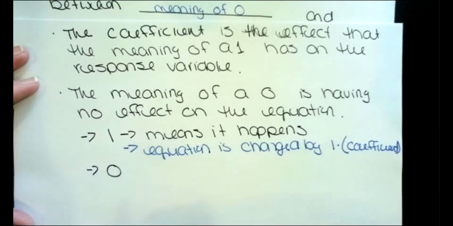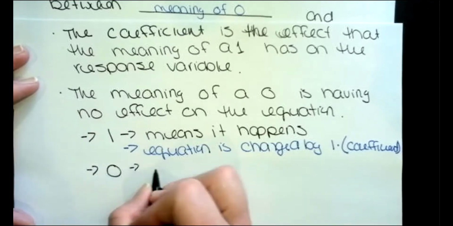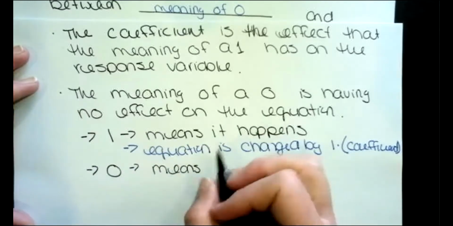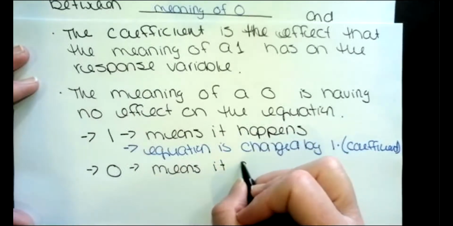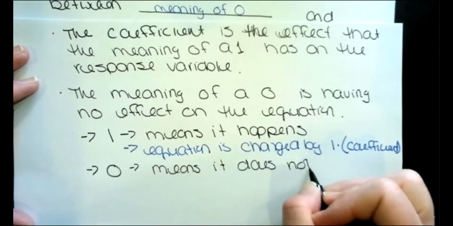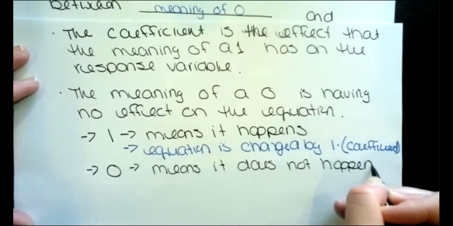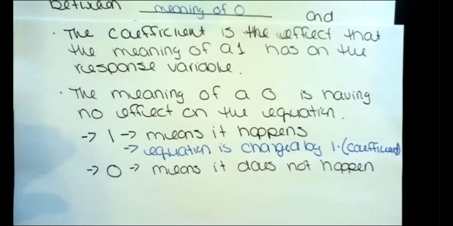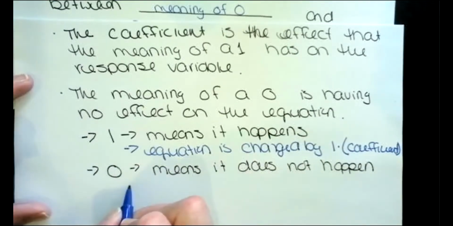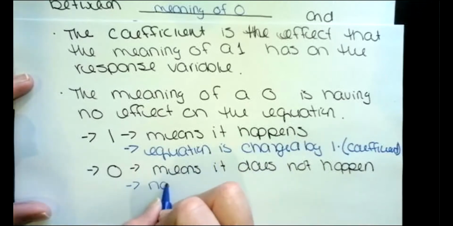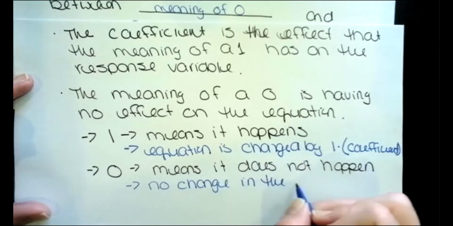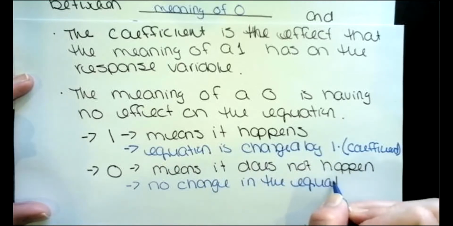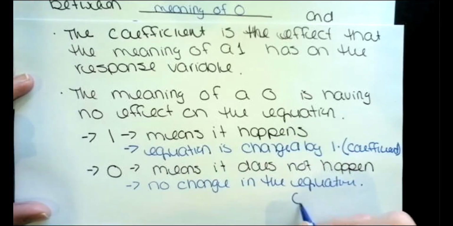Then if we have a 0, this means that it does not happen. And what this means is that there is no change in the equation. Okay, so no change in the equation. I'm talking about the regression equation. And that's because it is 0 times the coefficient. That makes sense?